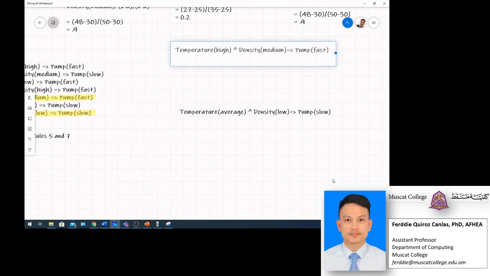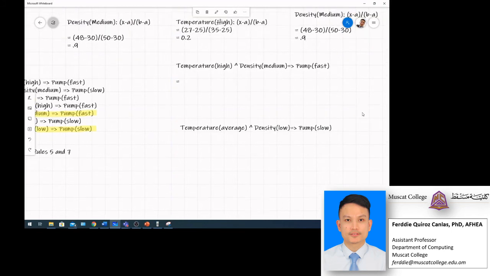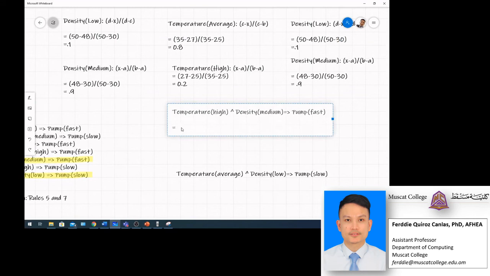Okay, so we'll be doing this. So temperature high is how much? Temperature high, how much do we have? 0.2, and density is 0.9. Therefore, we will select which one? The smaller value, right? Because we are working with and, so we'll be working with the smaller value. So we'll be using 0.2. Okay, so the conclusion here is it should be 0.2 fast.